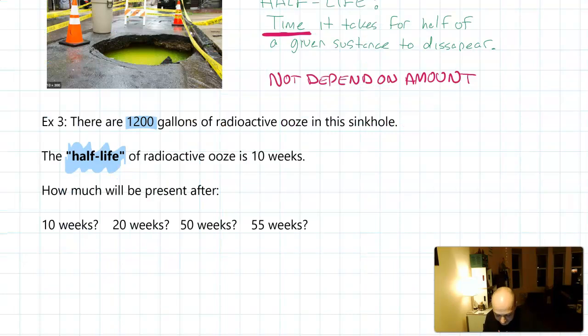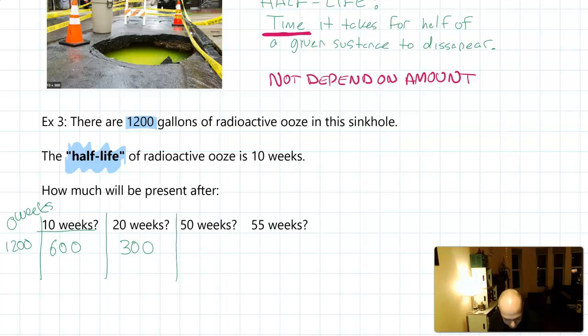So now that we understand half-life, let's see if we can answer some of these questions. Well, let's first answer how much will be present after 0 weeks. Well, none has gone away, so there's going to be 1,200 gallons. After 10 weeks, well, the half-life of this is 10 weeks. So after those 10 weeks, exactly half of those 1,200 gallons will remain. That's 600 gallons. After 20 weeks, that's 10 more weeks. So half of the 600 will have disappeared again. Due to evaporation, radioactive decay, whatever, there's now going to be 300 gallons left.